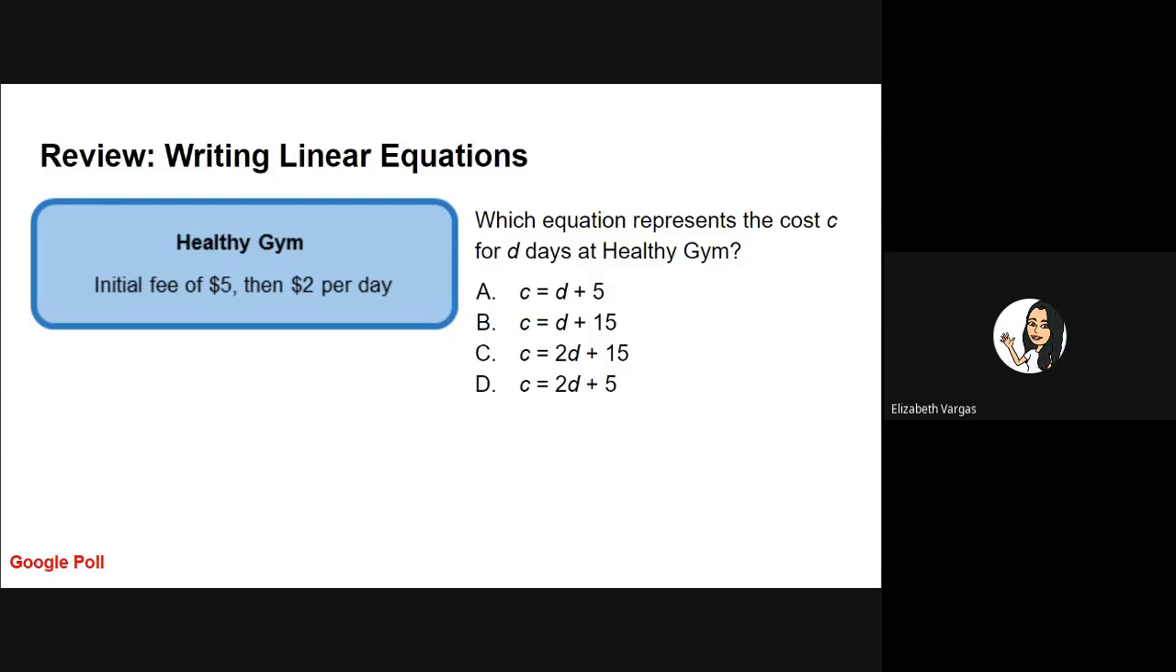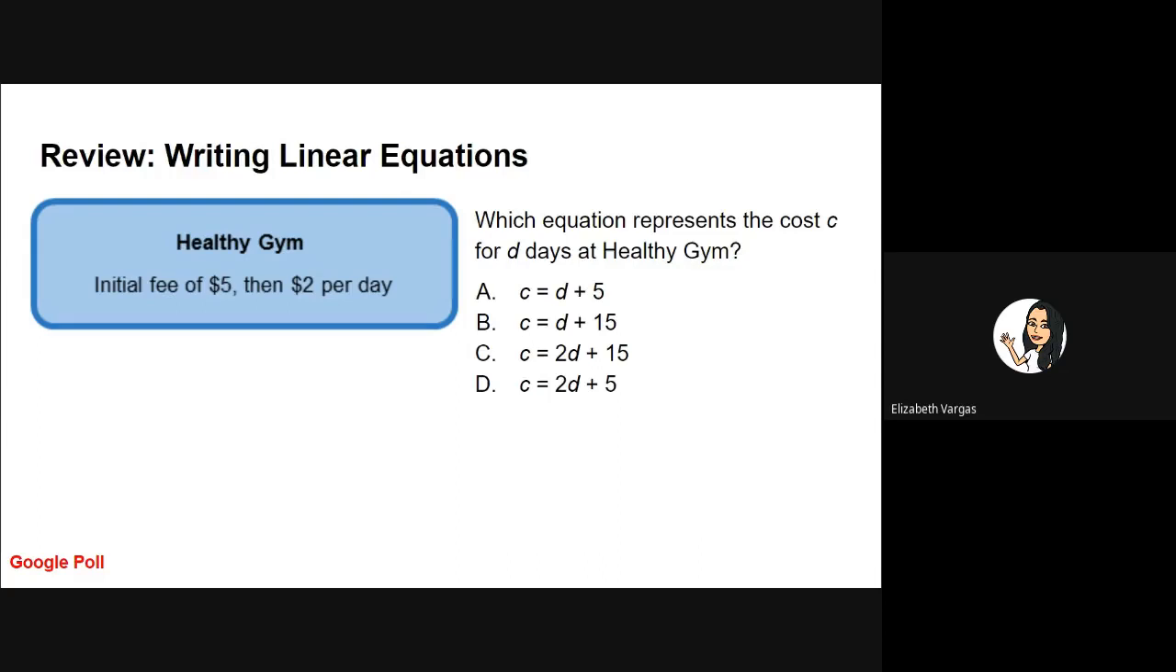Great job. Most of us are getting it right so far. Okay, so let me go ahead and end that poll.